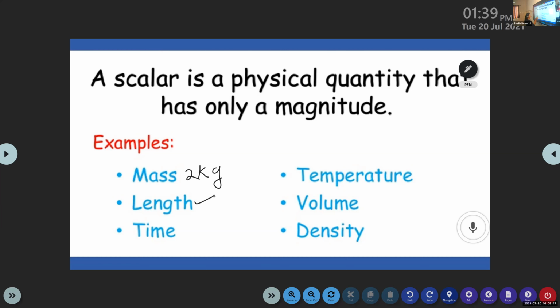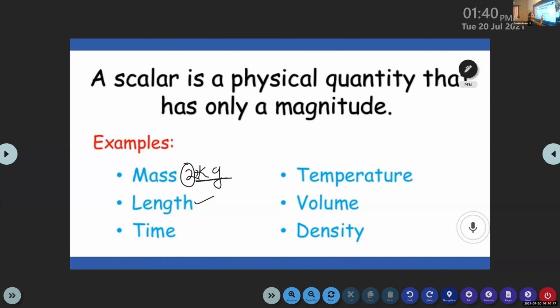Similarly, length. Length is also expressed in terms of magnitude. Time, we measure in terms of seconds. It has only magnitude. By the term magnitude, we mean a numerical value along with its physical unit, its SI unit. A numerical value along with its respective SI unit is known as magnitude.